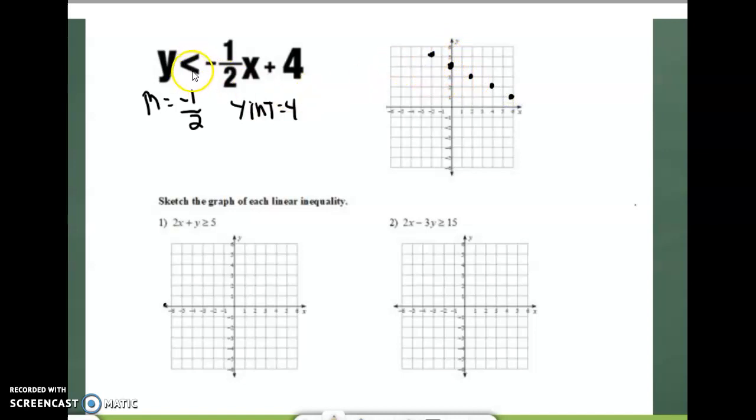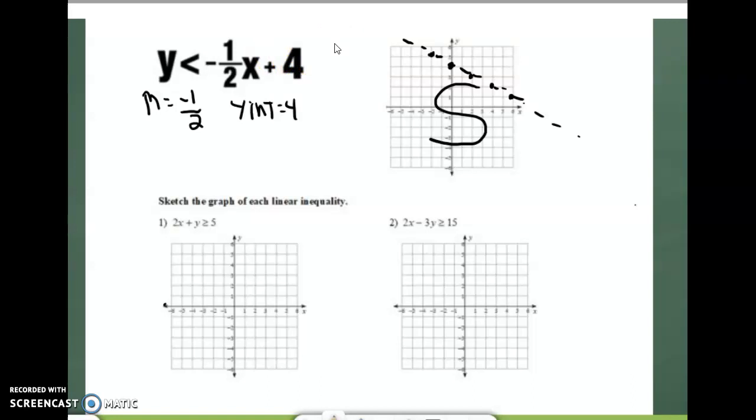Now, you'll notice that this doesn't have the line underneath, so we're going to get a dashed line, okay? So we have a dashed line, and it's less than. If you look at the line, anything less than would be below the line. You'll notice again the origin should be part of my answer. If you want to just double check, 0, 0, right? So 0 is less than, and that knocks that out. So 0 is less than 4 is correct.